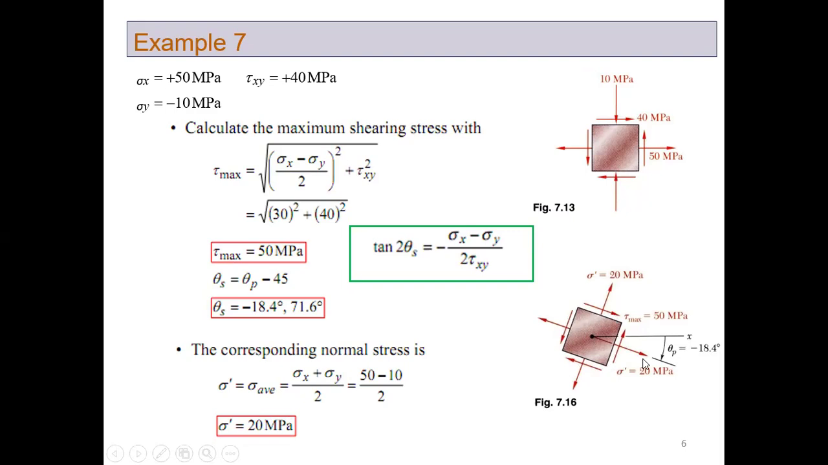And you could again see this is one of the axes along which the shear stress is maximum, and this is the other axis along which the shear stress is maximum, and the angle between these two axes is 90 degree. So this angle, look here, how much is it? This angle is minus 18.4 degree. And if you measure the angle this axis is making with the x-axis, it would be 71.6 degree.